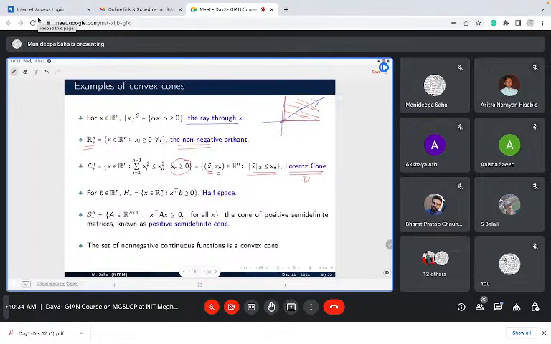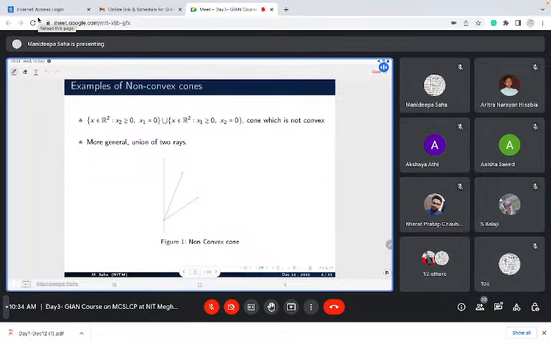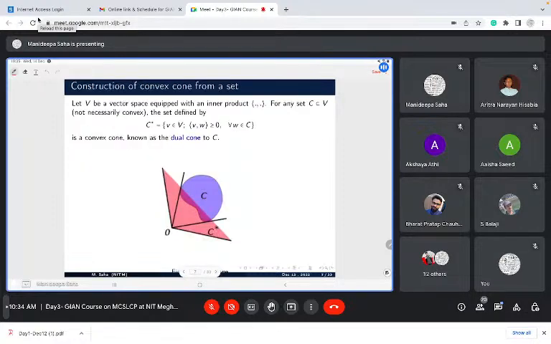Okay, another interesting cone is the collection of all positive definite matrices. So all x such that x is a positive definite matrix also form a cone. And other than matrices, if we consider all the non-negative continuous functions, that also forms a convex cone. So these are some examples. This is an example which is not a convex cone: if I take one ray here and another ray, the union of these two is not going to be convex. So that's non-convex.